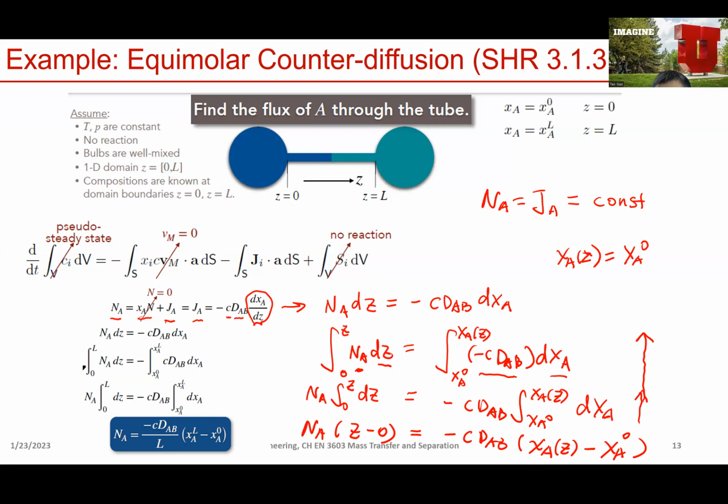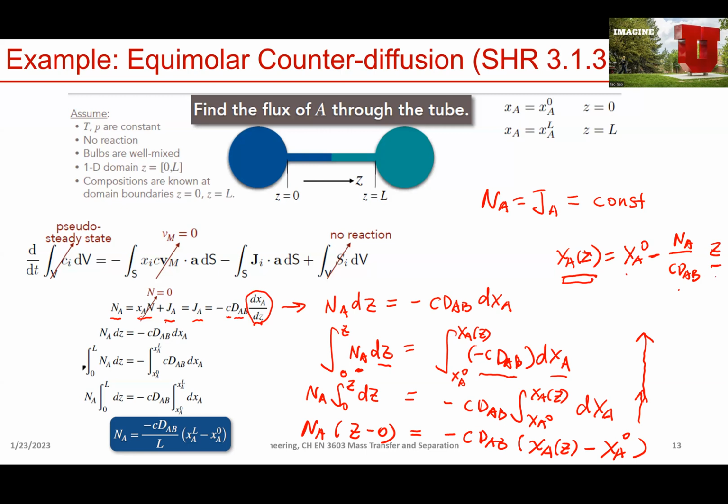Then minus NA over CDAB. Again, examine this equation. This is unknown. This is the coordinate. All the other variables are basically constant. All the other parameters are constant. This is basically a linear equation, right? So the mole fraction of A is linearly dependent on Z.